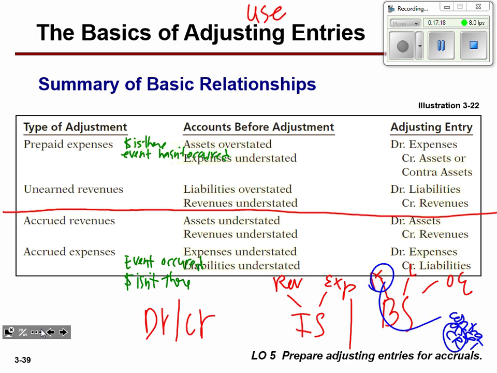Above this line are considered the deferral adjusting entries, where the money is here, the event has not happened yet. Below the line are the accrual adjusting entries, where the event happened, we're waiting to get paid. It gives you a recap of what they're called: prepaid expenses or unearned revenue, accrued expenses, accrued revenue, expenses. And then there's that recap of are they under or overstated.